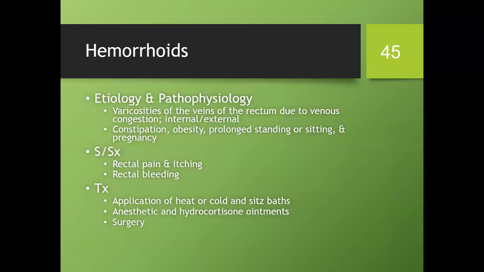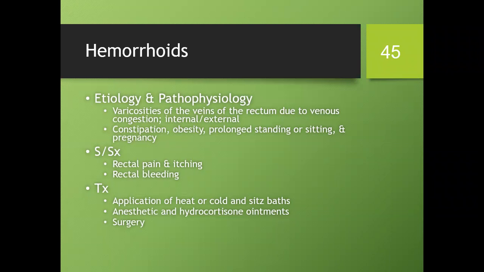Hemorrhoids. Hemorrhoids are varicosities of the veins of the rectum due to venous congestion. They can be internal or external, so you can see them or not see them. They can be caused by constipation, being overweight, standing a lot, sitting a lot, or being pregnant. Pregnancy does it too. Signs and symptoms: rectal pain and itching, and rectal bleeding if one starts to pop.